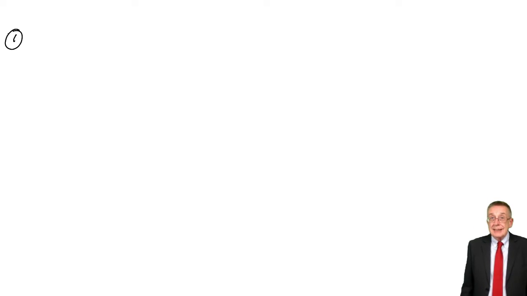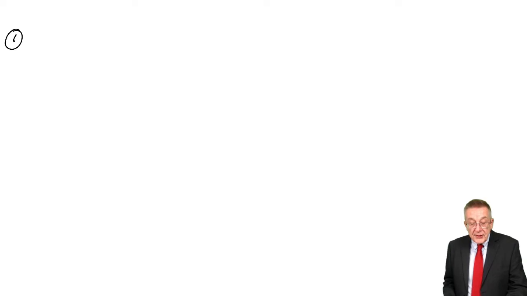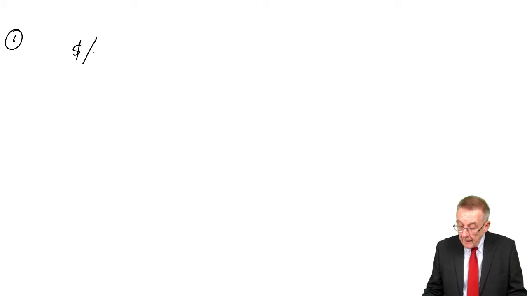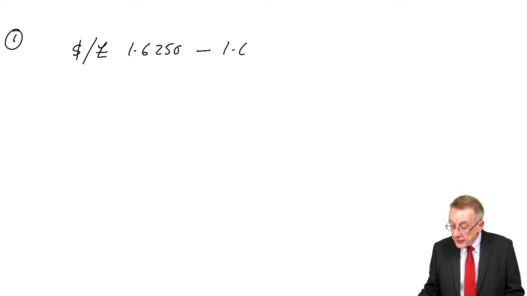In example 1, it says A receives $100,000 from a customer in the US. And incidentally, for all of these examples, unless I say otherwise, assume that we're in the UK. So A's in the UK, receives $100,000 from a customer in America. And of course, because we're in the UK, we're going to have to convert it to pounds. The exchange rate is given as $/pound 1.6250 to 1.6310.